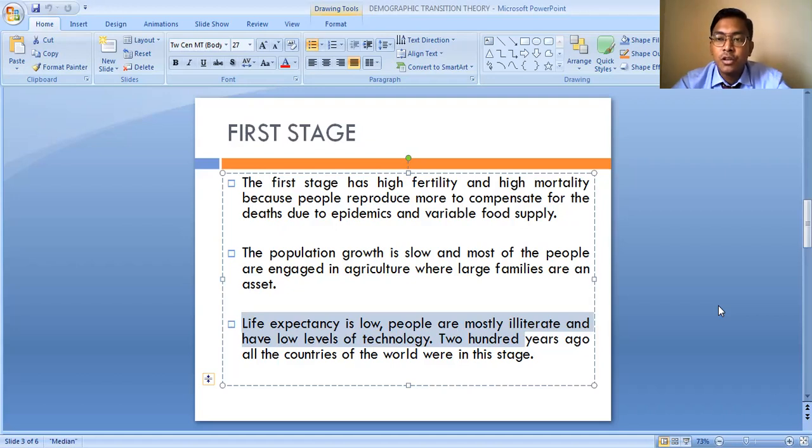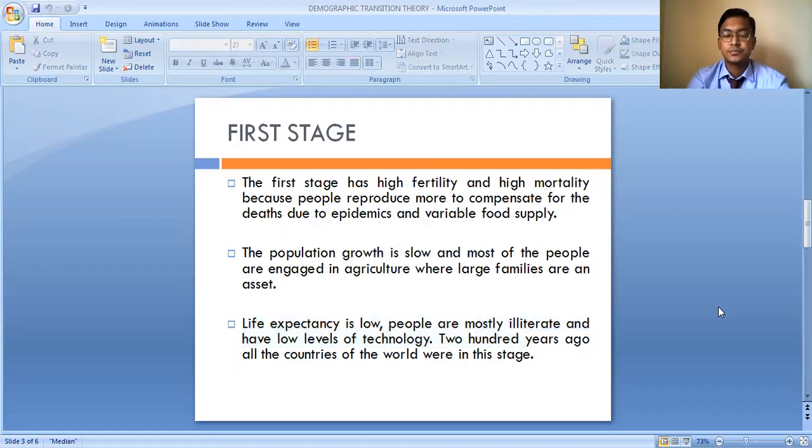Almost all the developed nations now, 200 years ago, were in this first stage of demographic transition. Every country has to pass through this first stage. Even India, long before independence, was in the first stage. And still today, some of the African countries are in this first stage of demographic transition.